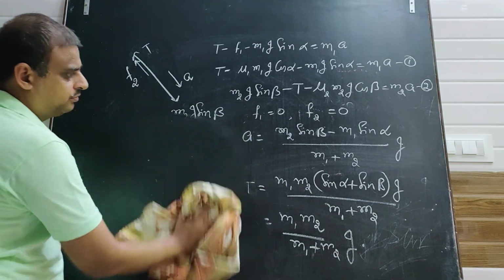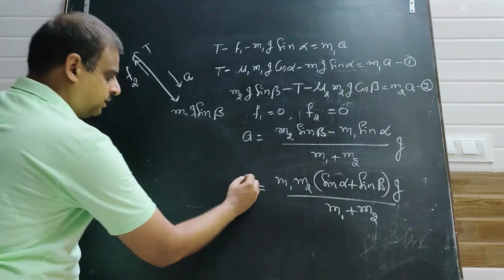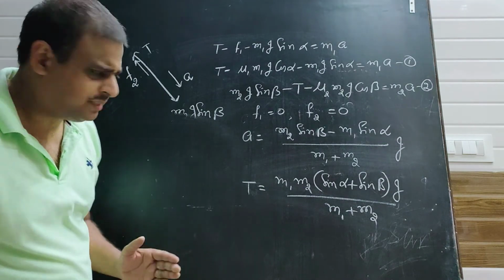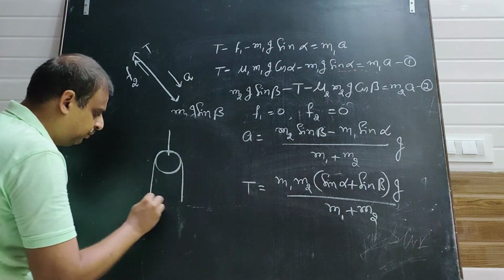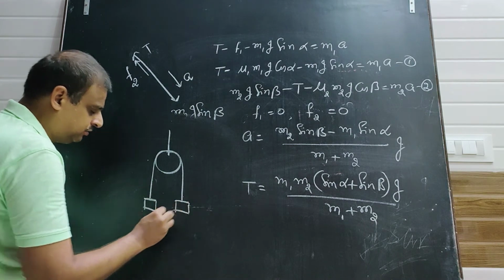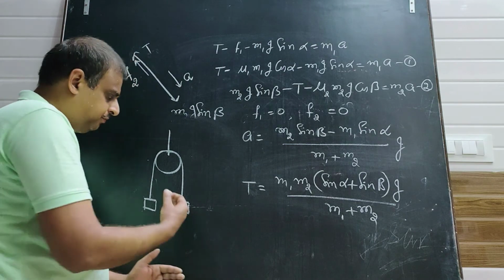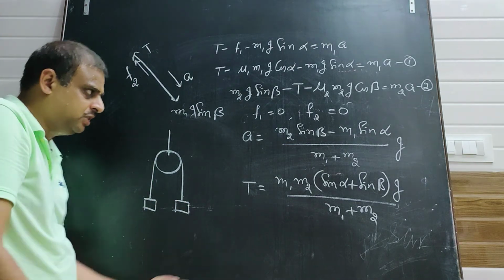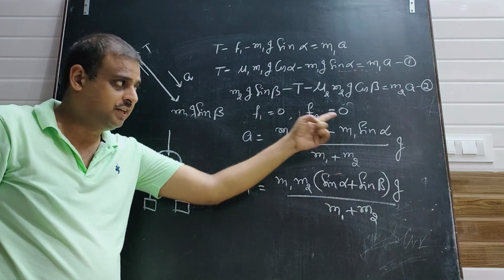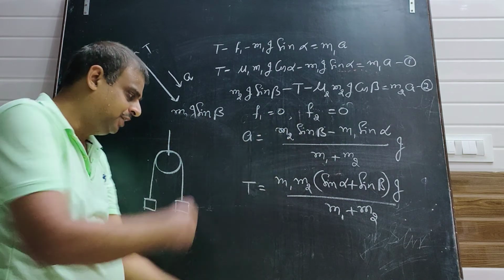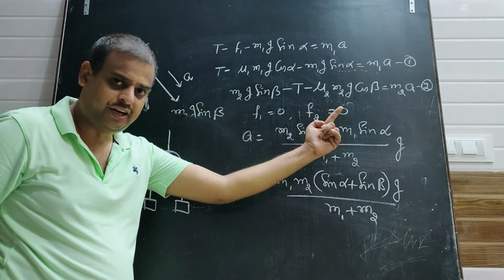Let us have some more examples. The very simple example is this, that you have both the masses in vertical direction. One of the masses is going in downward direction. If m1 is moving in downward direction, I will keep this positive, this negative. m1 term positive, m2 term negative. If m2 is going downward, I will take m2 positive, m1 negative.